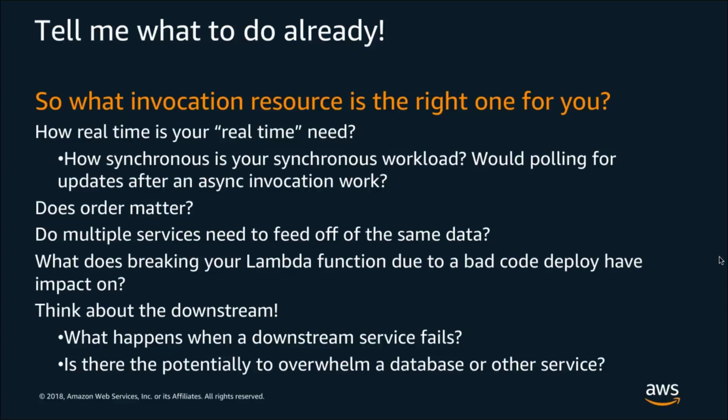Is there any potential also for, say, too many invocations or too much data to potentially overwhelm a downstream service? So what kind of controls can you put in place to throttle that? And again, we talked about scaling and concurrency controls earlier.